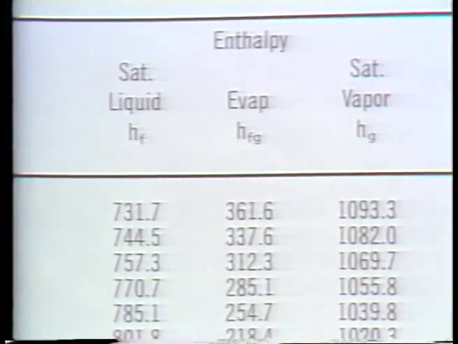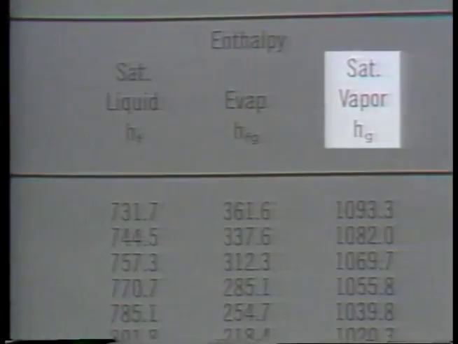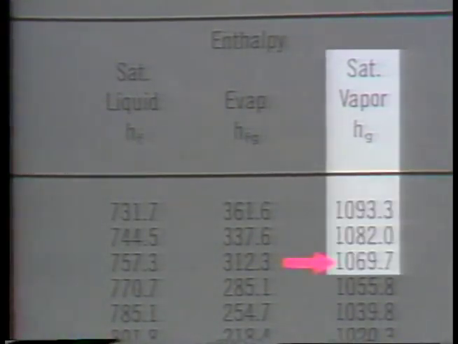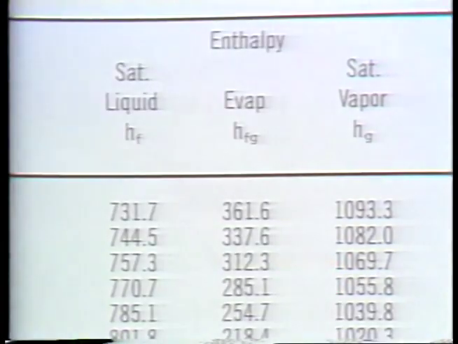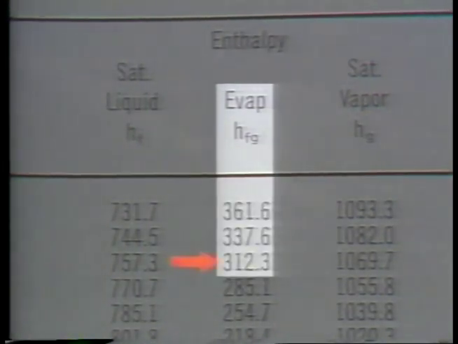In the same manner, we can find the enthalpy of saturated steam if we check the saturated steam column H sub G. It's 1069.7 BTUs per pound. And if we need to know the amount of heat needed to change saturated water completely into saturated steam, the latent heat of vaporization, we check the column headed Evaporation H sub FG and find that we need 312.3 BTUs per pound.